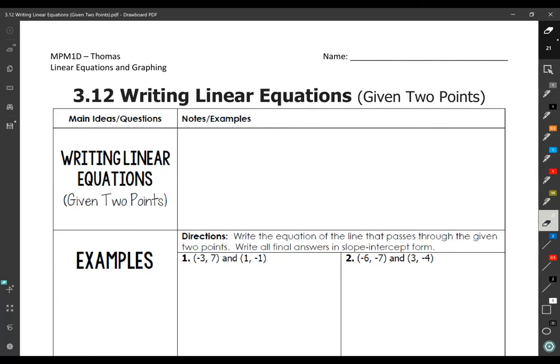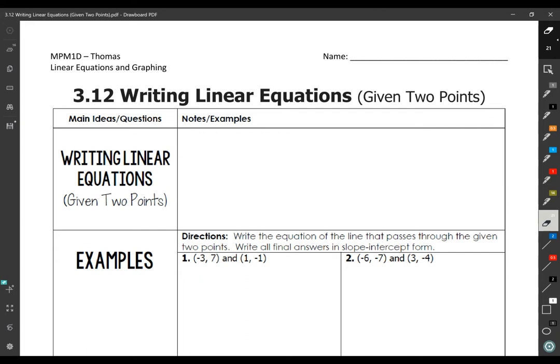Hey everyone, lesson 3.12 is continuing with lesson 3.11. This time we're writing linear equations when we're given 2 points, right? Last lesson we were given the slope and 1 point, okay? Now, how do we find the equation if we're not given slope at all and we're just given 2 points on the line? Well, let's talk our way through this.